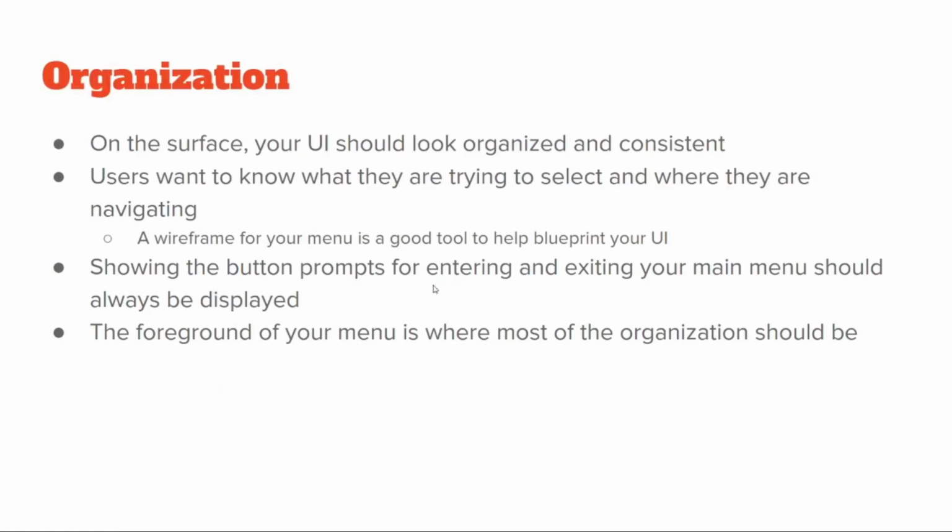Showing the button prompts for entering and exiting your menu should always be displayed. Now, in most gaming, if we're doing it with PC, it's usually a mouse click. But if we're using, say, an Xbox controller or a different controller, we have to show that A is select, B is back, and sometimes we use another button to toggle another menu. The foreground of your menu is where most of the organization should be.